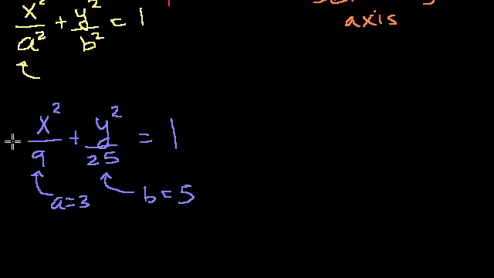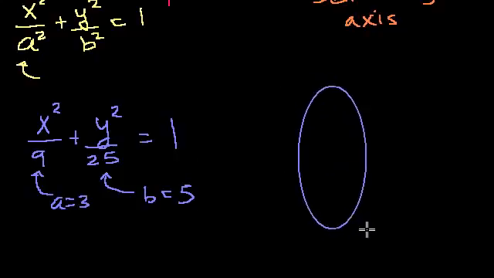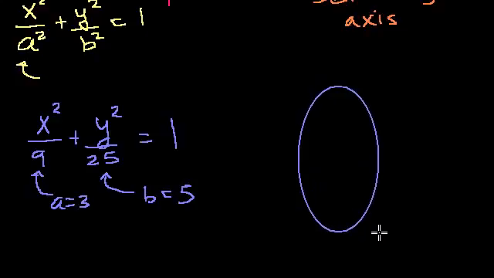Let me draw the ellipse first. So first of all, we have our radius in the y direction is larger than our radius in the x direction. So the ellipse is going to be taller and skinnier. It's going to look something like that.